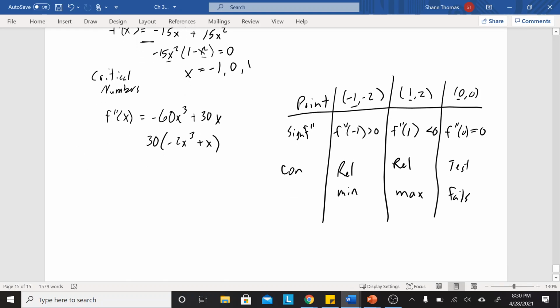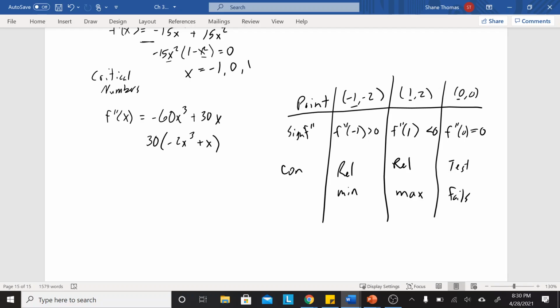All right, because the second derivative test fails at 0, 0, we can use the first derivative test, and you can see that f increases to the left and to the right of x equals 0. So this is just what we did in the last lesson. So it would increase on both sides of 0. Therefore, it's not a minimum, and it's also not a maximum.